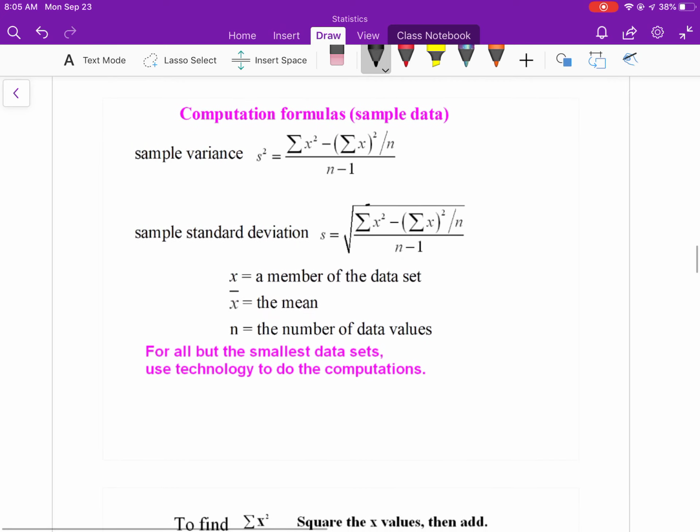Okay. Here's another possible formula you could use. I stress the computational formula, but you can use the computation formula. Just a little bit different work. Notice that there's a sigma of x squared, and there is a sigma of x, and then you square it. Those are not the same.